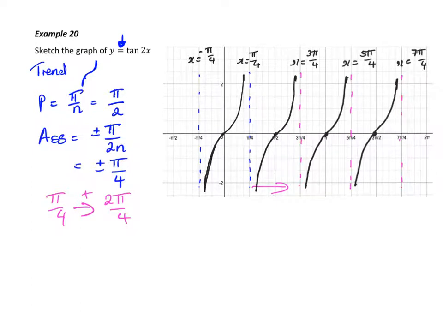And if I was going to keep going and fill out my whole graph, then I could actually have my graph going to there if I wanted to. It really didn't state what the domain was, so I've done 1, 2, 3, 4.5 cycles of tan 2x there.